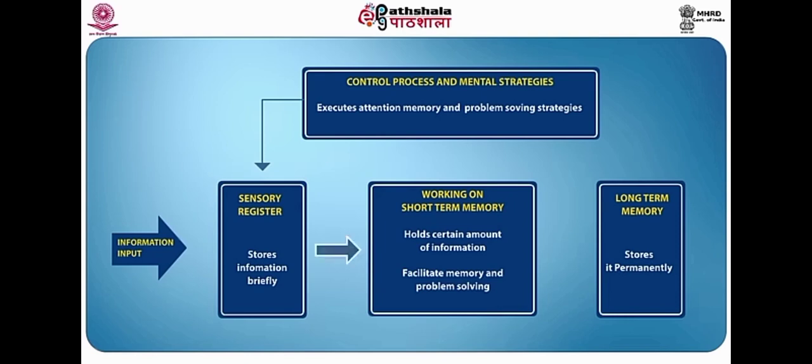Then comes the working or short-term memory. This is referred to as the conscious part of the human mind. A certain amount of information can be stored and processed actively in this part of the mental system. For example, certain memory strategies such as association or organization or repetition of items or the image will be adopted by us to remember that particular lot of images or items.